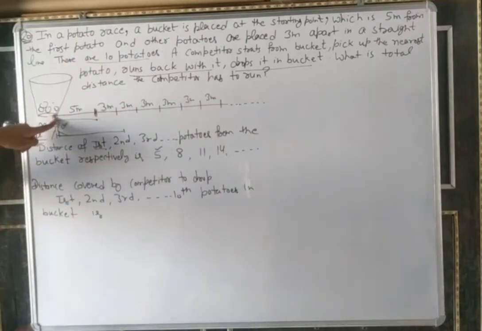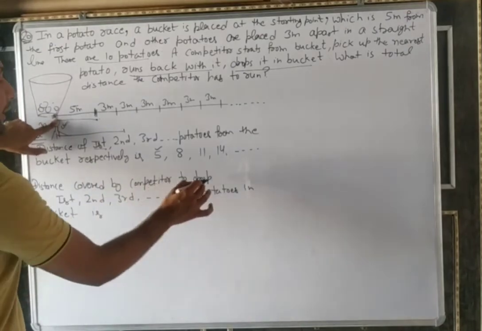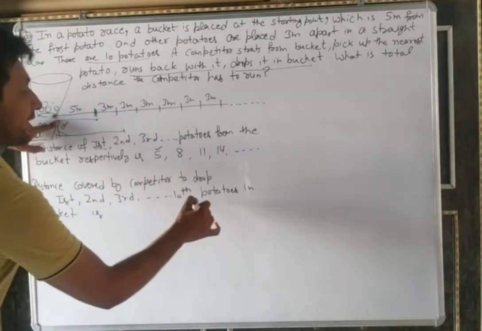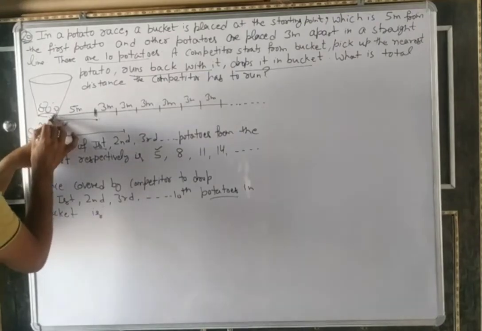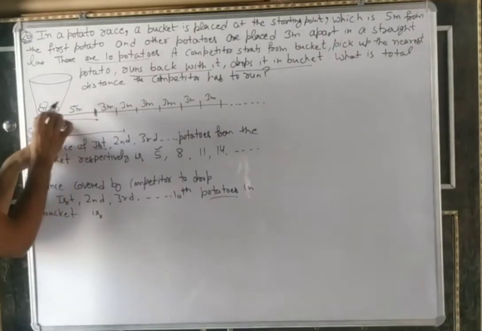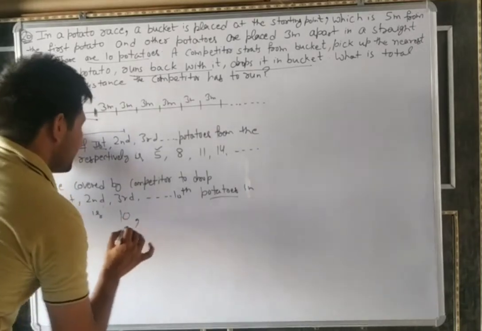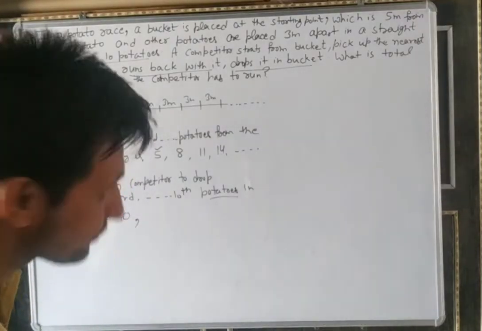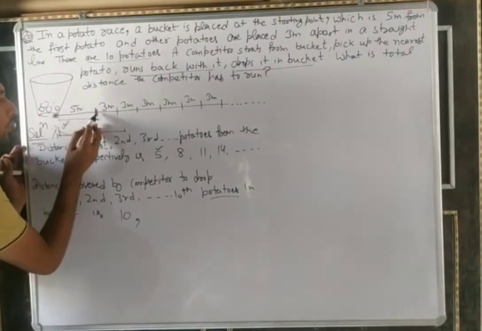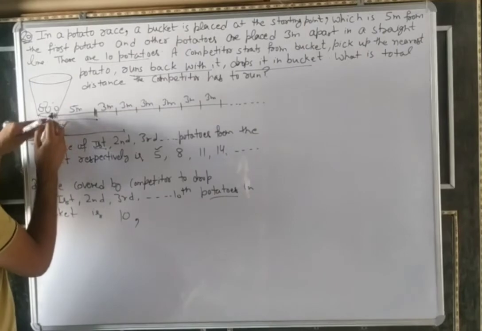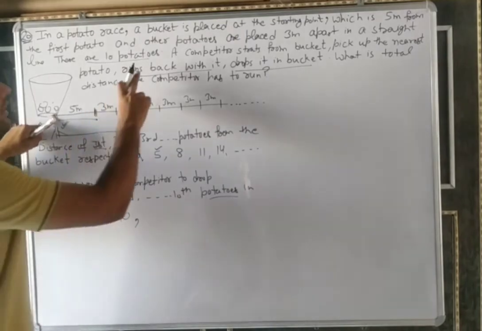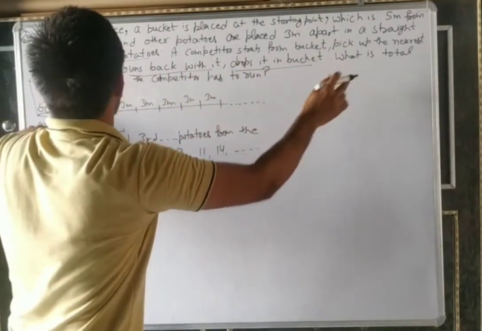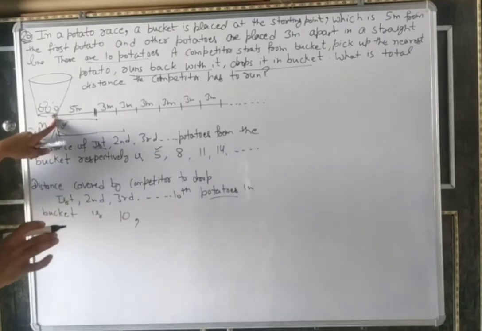So how much distance is covered by the competitor to drop the first, second, third and up to the 10th potato in the bucket? For the first potato, you went from here to here 5 meter and again you come back: 5 plus 5 is 10. Understand here? The next part given is, runs back with it and drops it in the bucket.